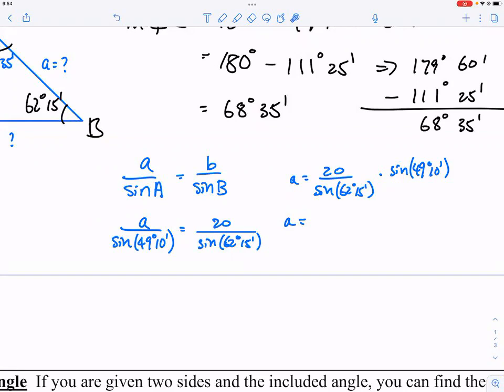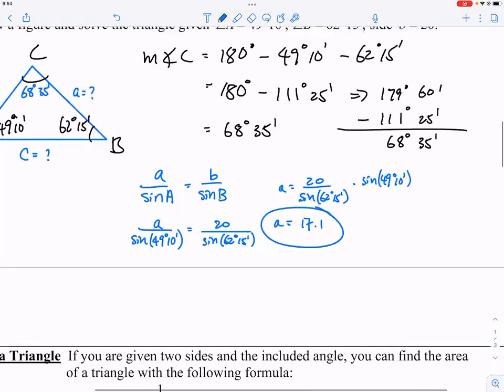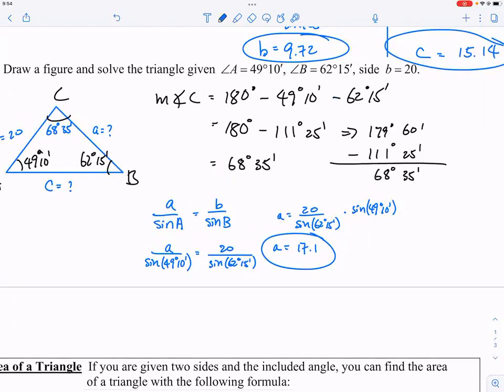Okay, divided by sine of 62 degrees. All right, so I've got A as 17.098, or I can just round it to 17.1. That's A. Now, I can see that the question does not state specifically how many digits you have to round to. So all I'm asking is that you just round to maybe 2 to 3 decimal places.